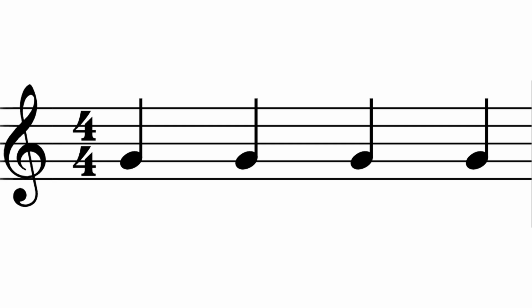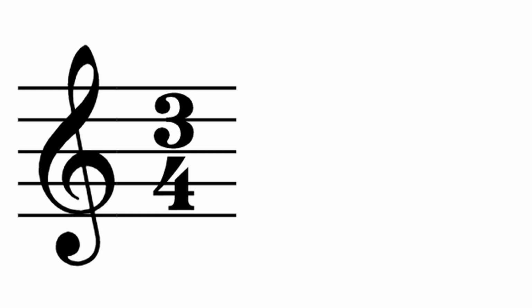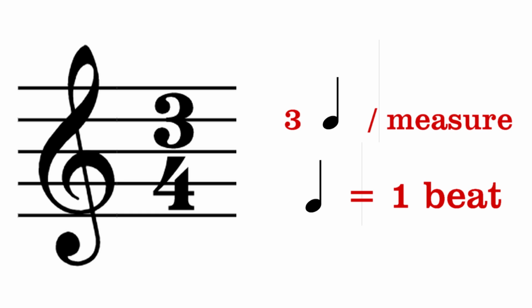But what if there were a different number on top? That would tell us that we have a different number of beats per measure. Another time signature that we see quite frequently in music is 3/4 time, where we have a 3 on top and a 4 on bottom. Just like in 4/4 time, the 4 on the bottom means that the quarter note gets 1 beat, but the 3 on top tells us that there are only 3 beats in a measure. Listen to these examples and see if you can hear the difference between 4/4 time and 3/4 time.